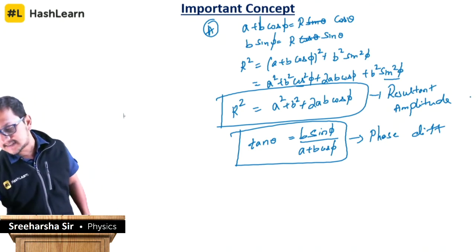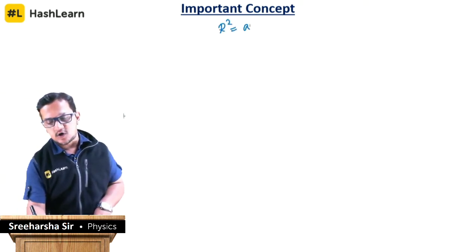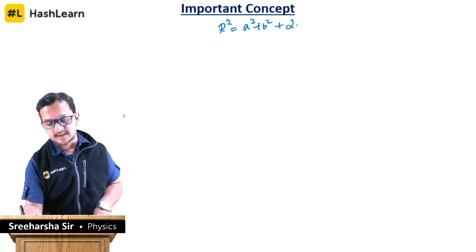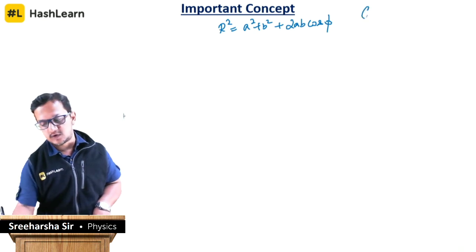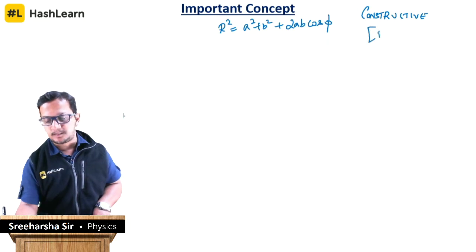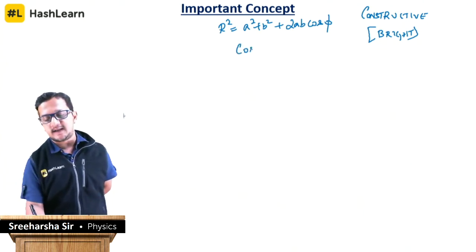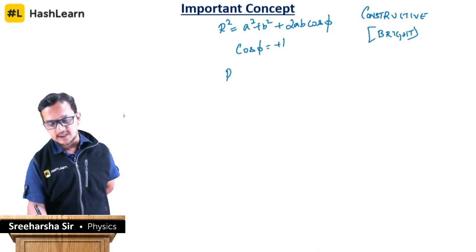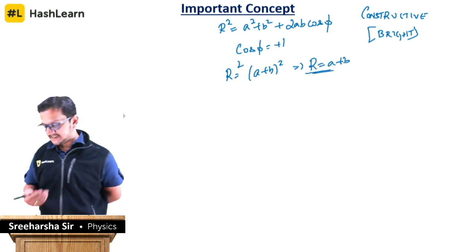So when you have the crest and crest meeting, it is called constructive interference. This is the equation. So now it is classified into two types. The first one is constructive. In constructive, this gives rise to a bright band, or in simple language, the crest and the crest will meet. So in that condition, cos phi is equal to +1. In that condition, you'll have r square equals (a plus b) the whole square, or r is equal to a plus b when cos phi is equal to +1.